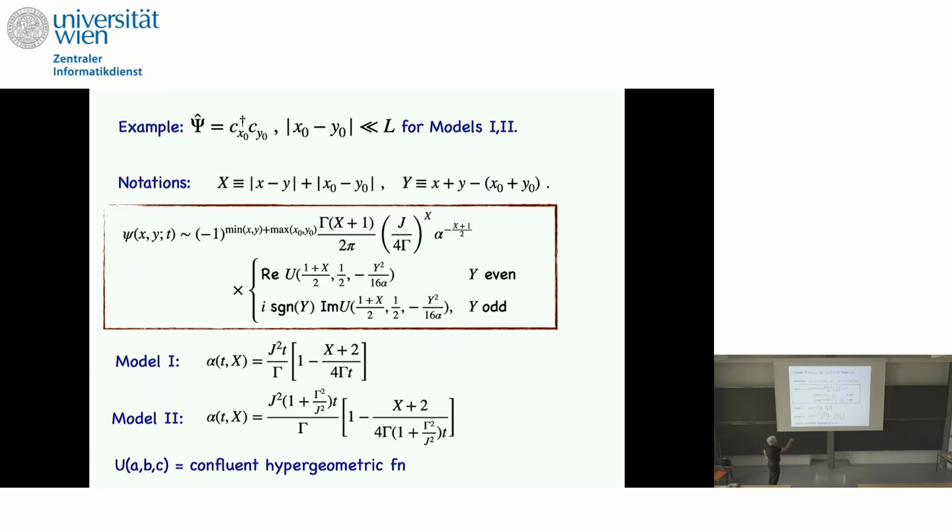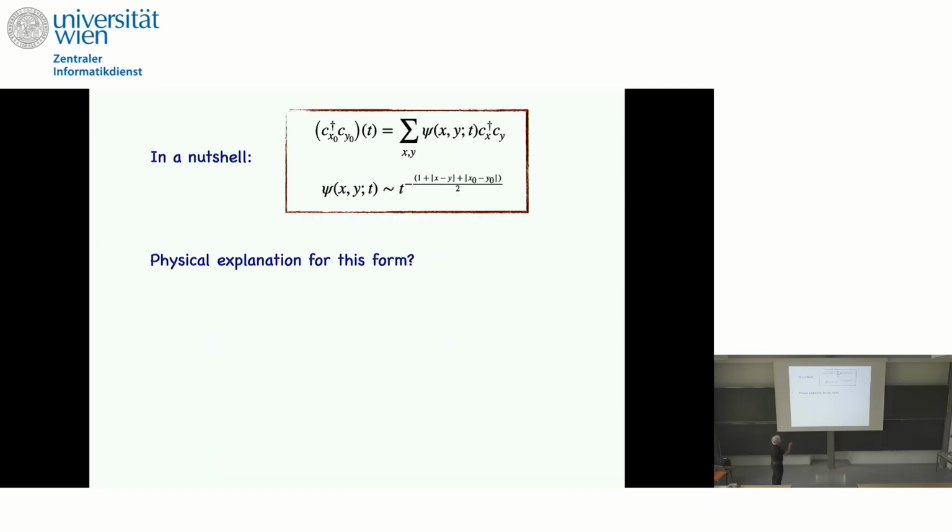The only difference between the integrable and non-integrable model is what you have here. This parameter alpha takes different values. Forget about the details. There's a fully explicit answer in terms of some known special function. In a nutshell, what the hydrodynamic projection looks like is given here. The wave function decays in time with a power law that has a very simple dependence on x minus y and x naught minus y naught. And this is the same in both of these models, and that's perhaps a bit surprising.